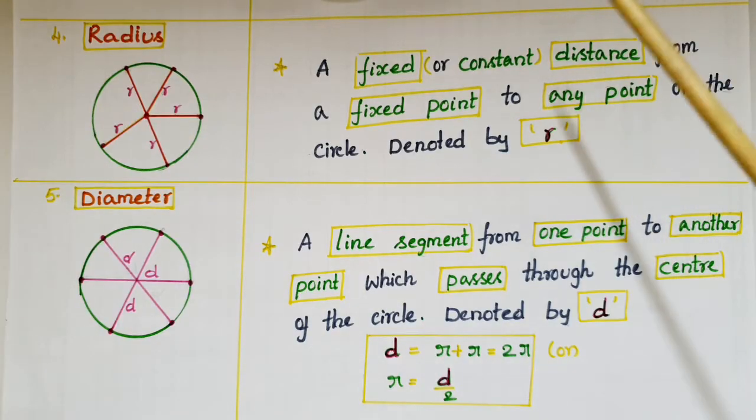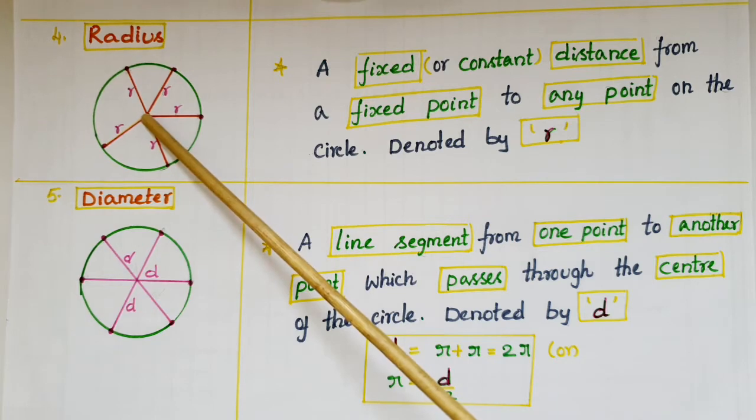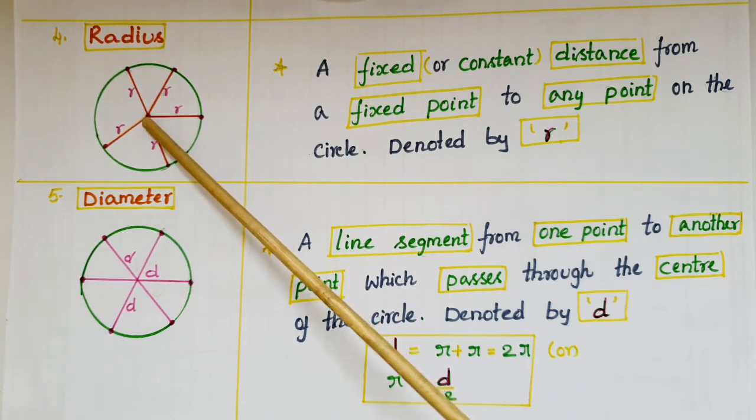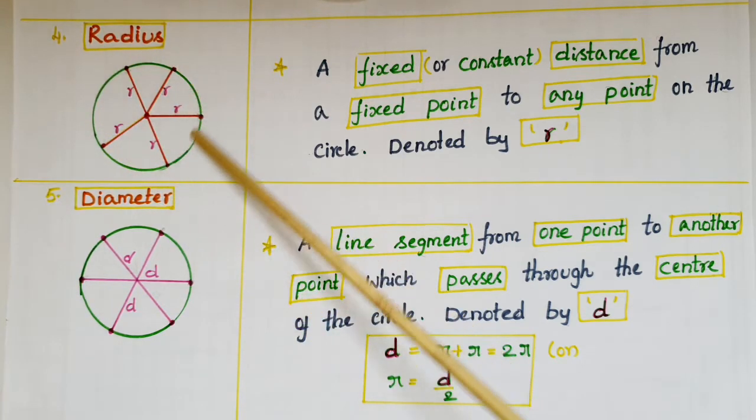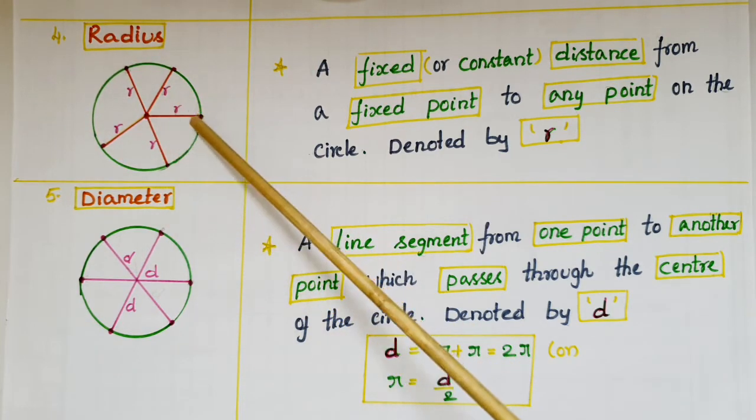Next one is radius. Radius is a fixed or constant distance from the center of the circle, or fixed point, to any point on the circumference of the circle or boundary of the circle. So here radius is denoted by r.